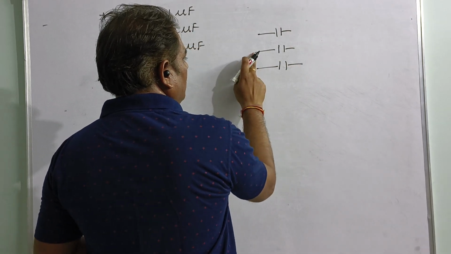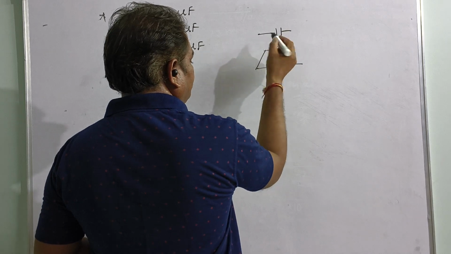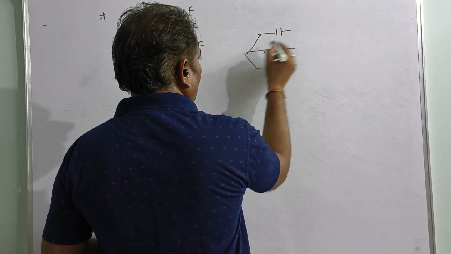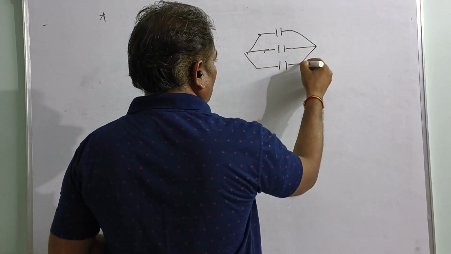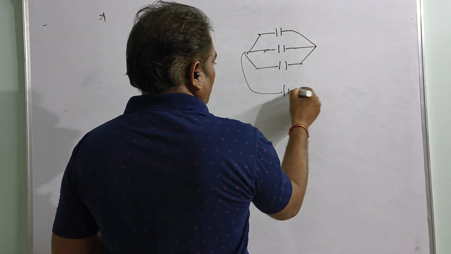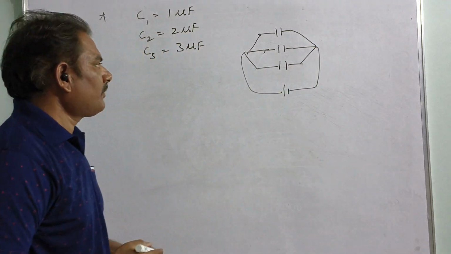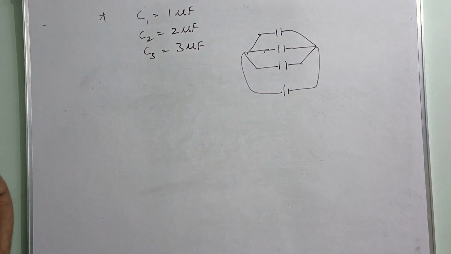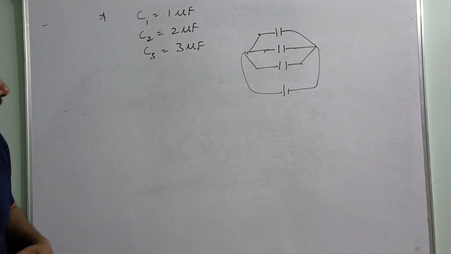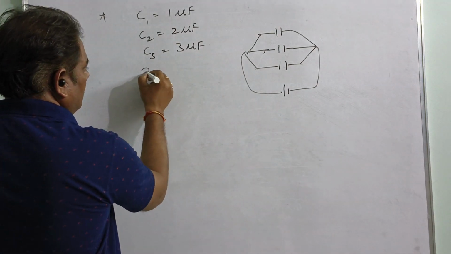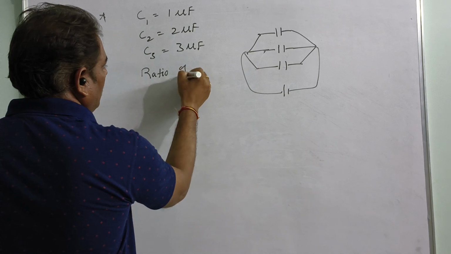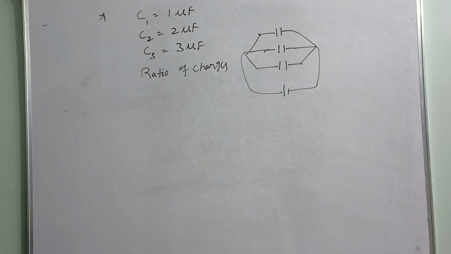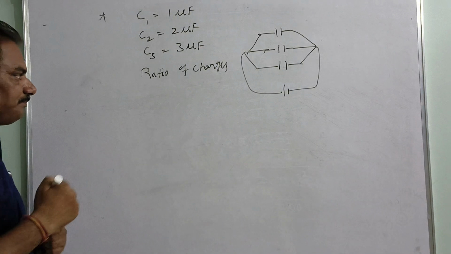So these three capacitors are connected in parallel, connected by a battery. So what is the ratio of charges?